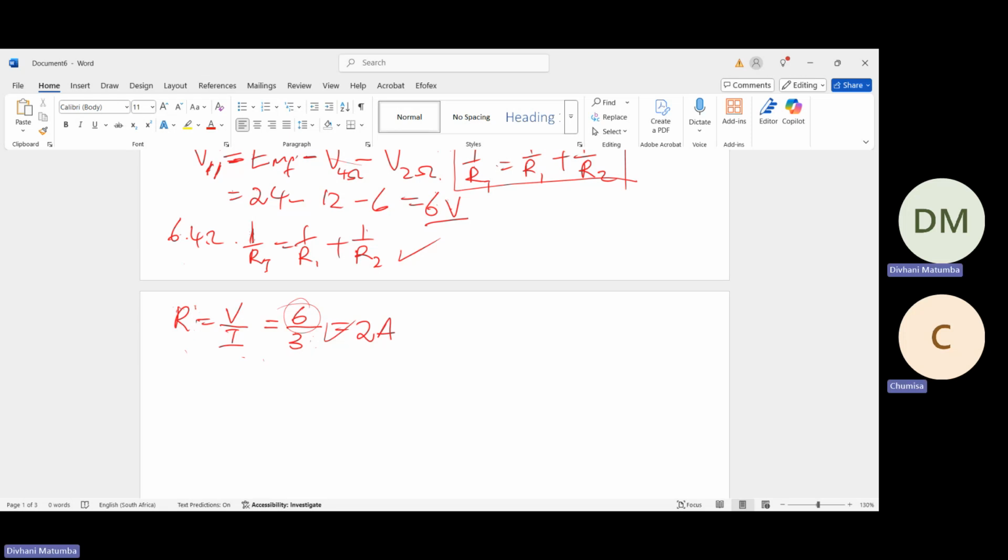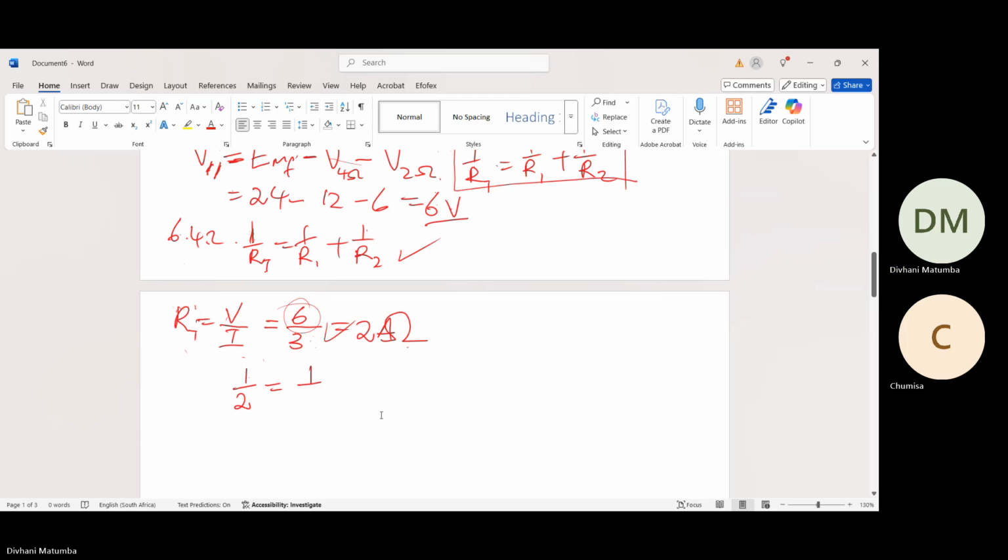Not 2A, sorry, 2 ohms, yes. 2 ohms, but the resistance that we have calculated, it is the what? The total resistance. You agree? Yes, sir. Okay. Now, 1 over 2, which is the total, is given by 1 over, do we have the value of R1?